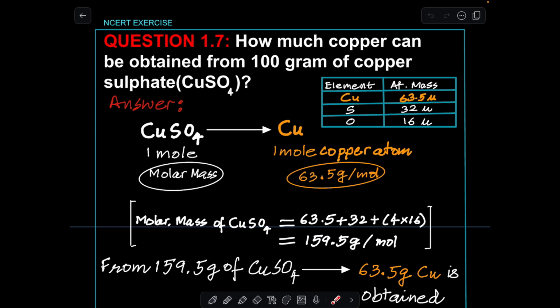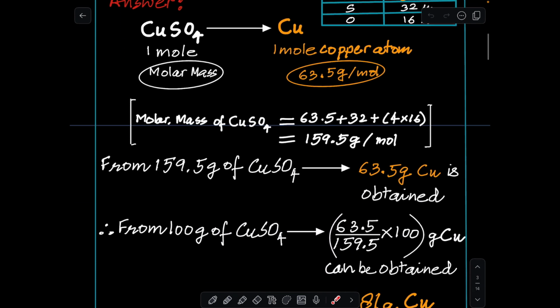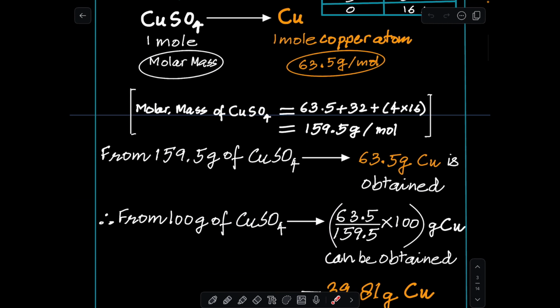And for copper sulfate, 1 mole will be equal to the molar mass of copper sulfate. The molar mass of copper sulfate is calculated as the sum of the atomic masses of all the atoms which are present in the molecule, and it is calculated as 159.5 grams per mole. In this table, we have given the atomic masses of all the elements which are present in copper sulfate. Now, we'll apply the idea as discussed here.